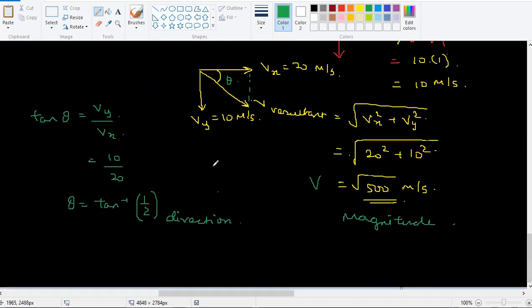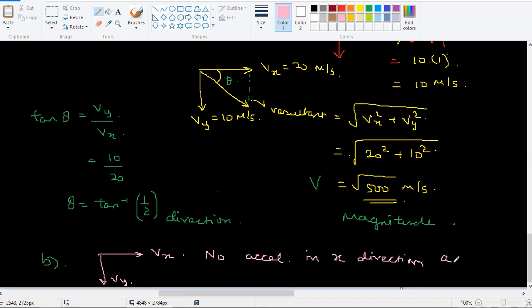So what I'm trying to say here is, take it down, the B part. No acceleration in x direction, because in projectile motion itself we studied this. So ax is equal to 0, whereas ay is equal to minus 9.8 meter per second square. That's all.